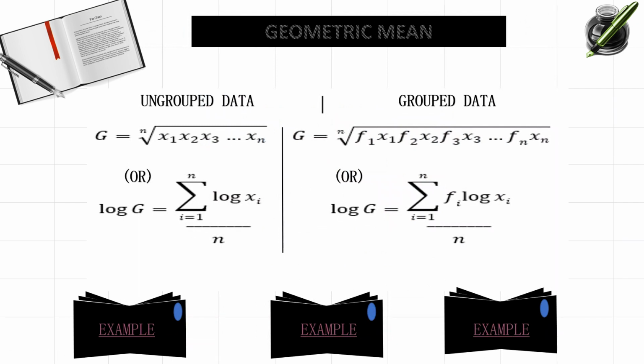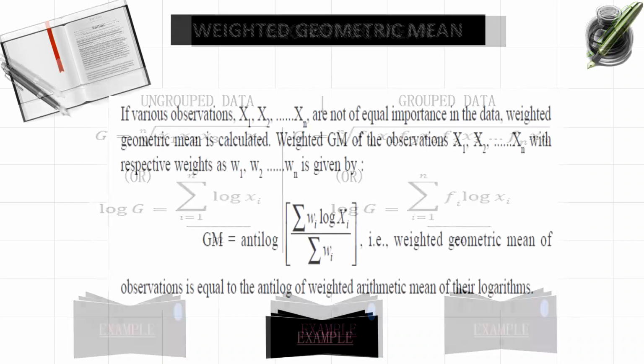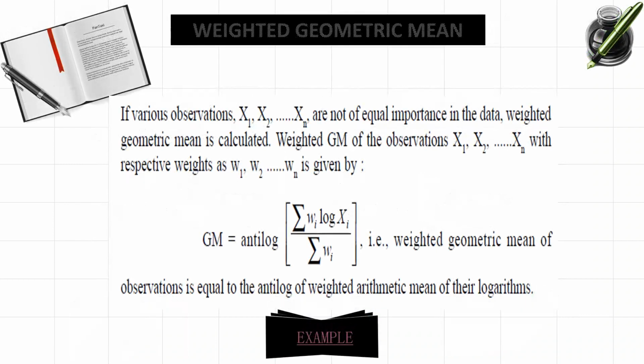Now let us see the next topic, which is weighted geometric mean. If various observations are not of equal importance in the data, then we need to calculate the weighted geometric mean. And here is the formula given for that: anti-log of summation, weights multiplied to the logarithm of the values, divided by the total of weights. Weighted geometric mean of observations is always equal to the anti-logarithm of weighted arithmetic mean of their logarithms. I hope you understood this.